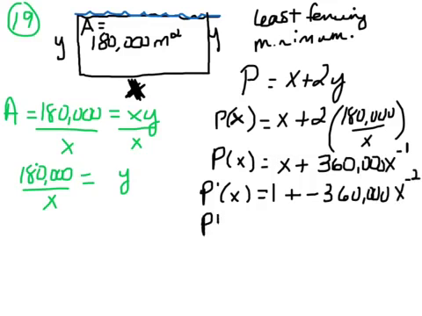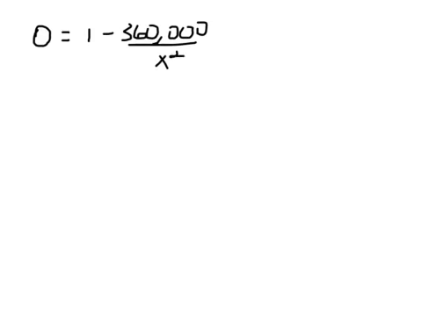Let's think about how I might want to write that. It might work nice to differentiate, but if I'm going to set this equal to 0, it might not look so great. Isn't that just 360,000 over x squared? Are you following that okay? Now I'm going to go to a new page because that's my derivative, and I've got to set it equal to 0. So I set the derivative equal to 0: 1 minus 360,000 over x squared.